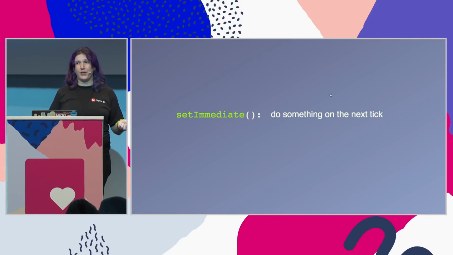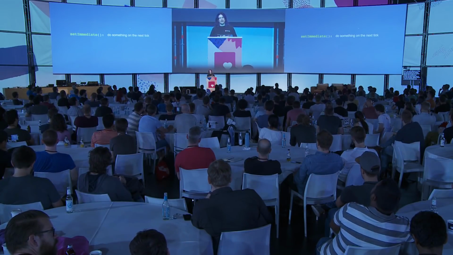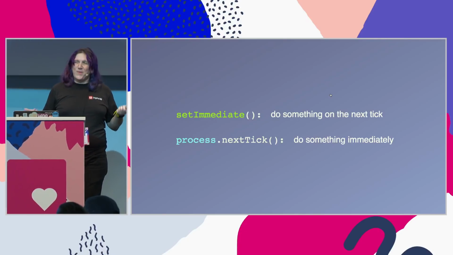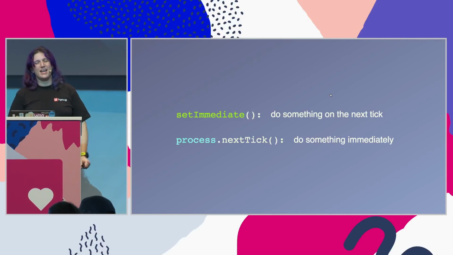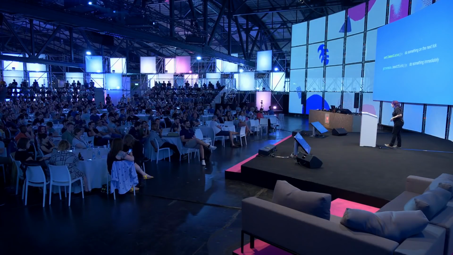If you have trouble remembering how they work, it's easy. setImmediate does something on the next tick. process.nextTick does something immediately. Simple. Why are they named like that? It turns out naming things is hard. You guys all know the 2 hard problems in computer science, right? Cache invalidation and naming things, and off by 1 errors.